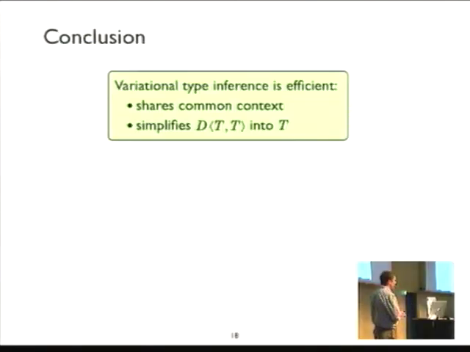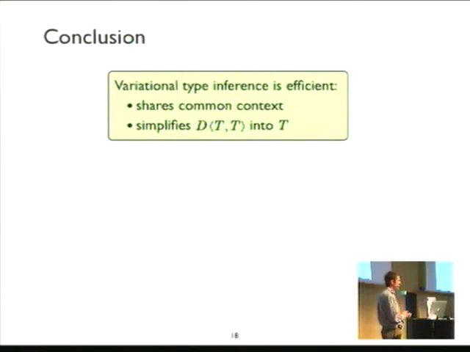So variational type inference is much more efficient than the brute force approach. There's basically two forms of sharing that it exploits to be more efficient. The first is that choices are localized, so choices express differences between the variant programs at a local level, so we can share the common context. We can type the context once and reuse it in both of the variants. The other way is a bit more subtle.